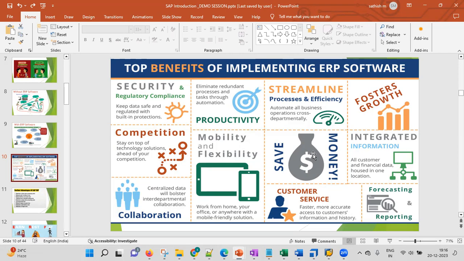Yeah. The next one is streamline. Streamline means automating all business operations across departments. It means everything is streamlined one by one, process by process. Getting my point? One by one process.